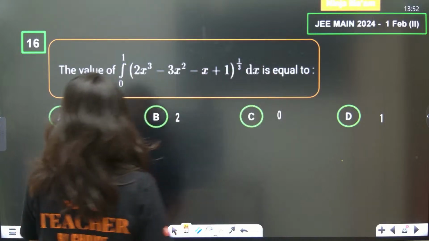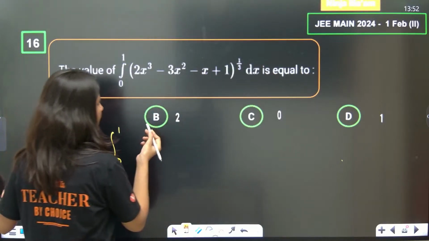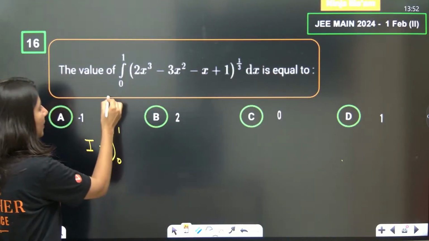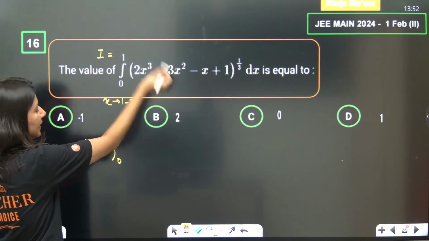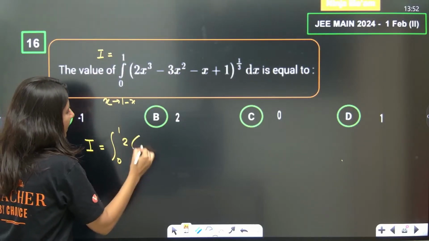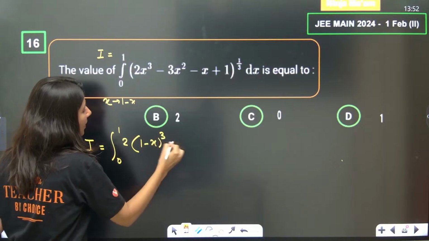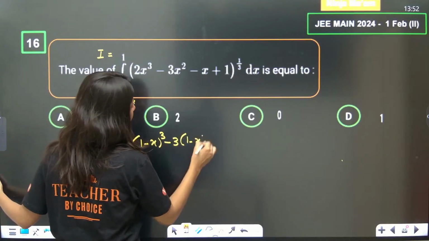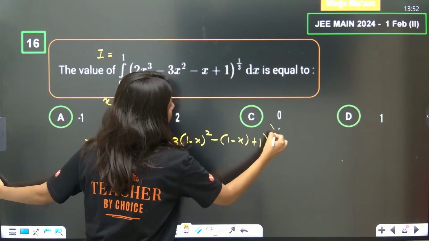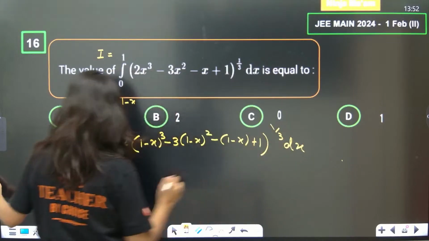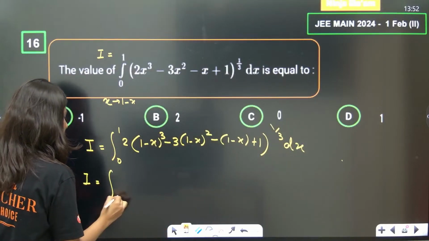Okay, 0 to 1. Let's put the value of x. So by King's property, x will be replaced by 1 minus x. This is, by the way, integration 0 to 1 of (2x cube minus 3x square minus x plus 1) power 1 by 3 dx, with x replaced by 1 minus x. Let's see what happens.